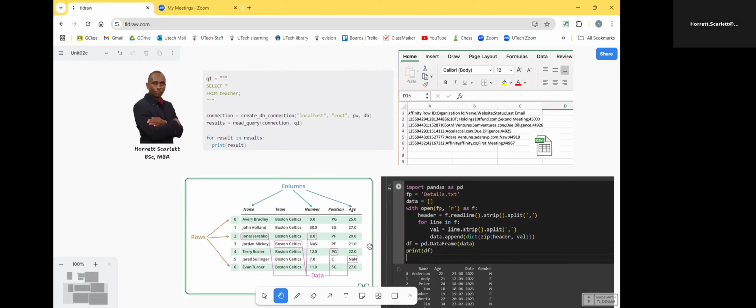And that brings us to the end of Unit 2. Please stay tuned for Unit 3.